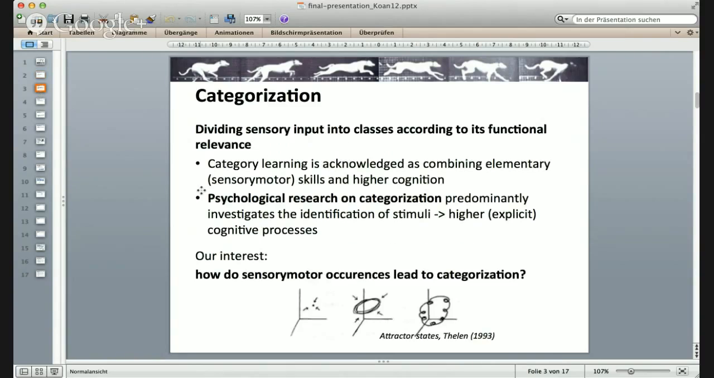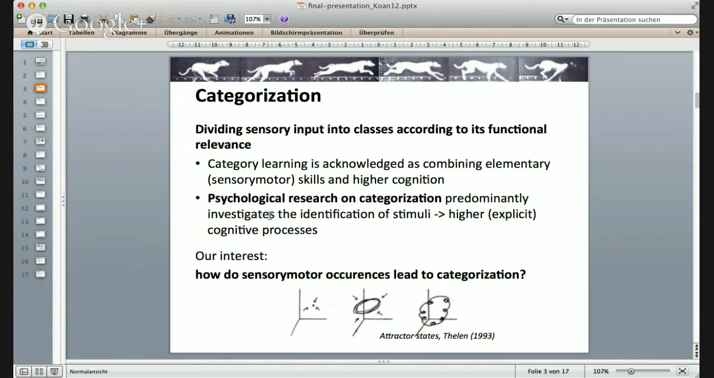And so the definition of categorization, I chose a very basic one here. At first, dividing sensory input into classes according to its functional relevance. So this is combining two ways to think about categorization. The act of categorization is not exactly category learning, but it can be seen as a sensory motor occurrence, combining sensory motor skills and then higher cognition, but also it can be seen as just recognizing the things in the world.